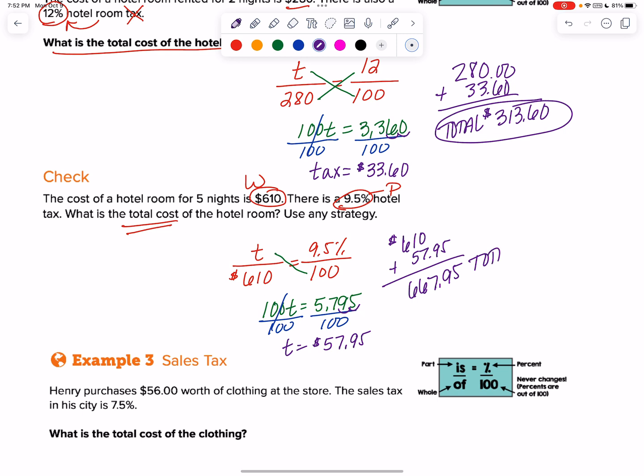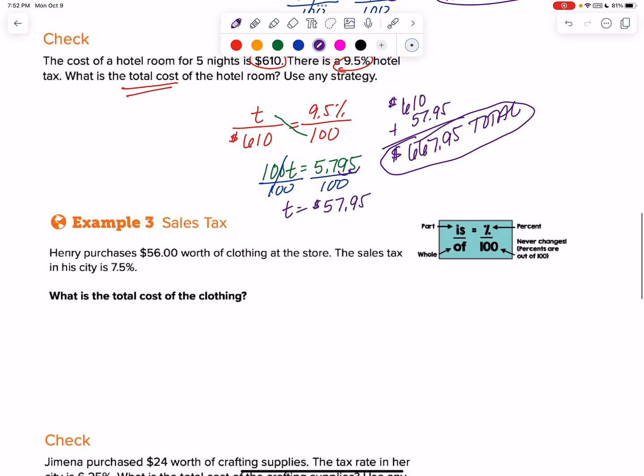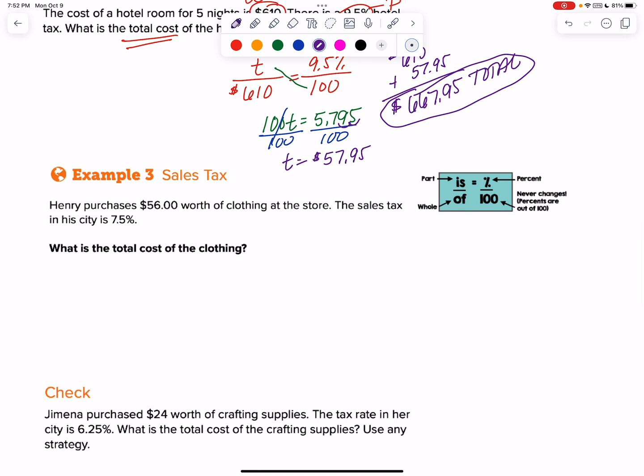$667.95 total. And make sure you put that $ sign there and circle the whole thing. So make sure you write total. It shows that you're actually answering the questions. All right, you can go ahead and pause and try example 3 out and then check with me if you want, or you can follow along.